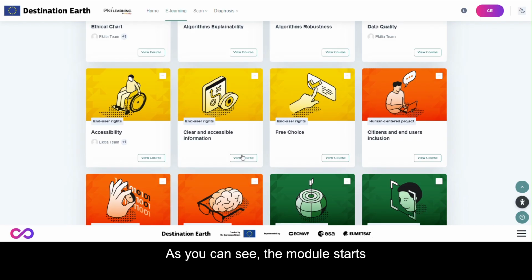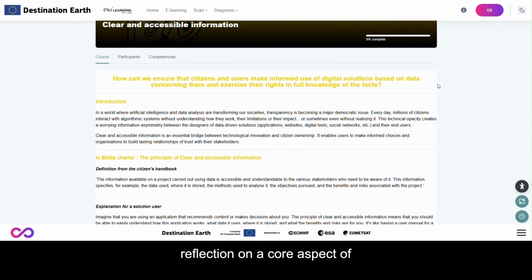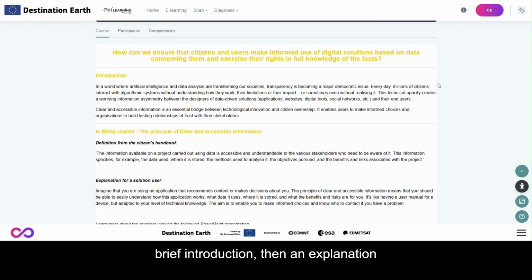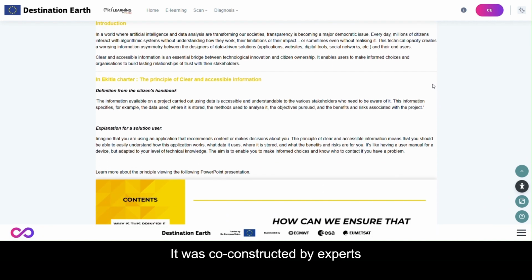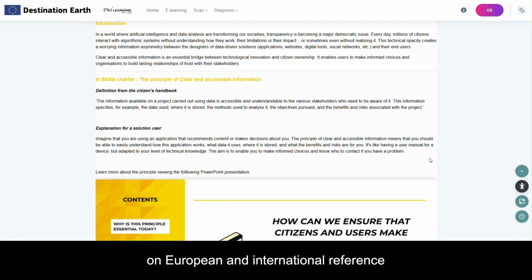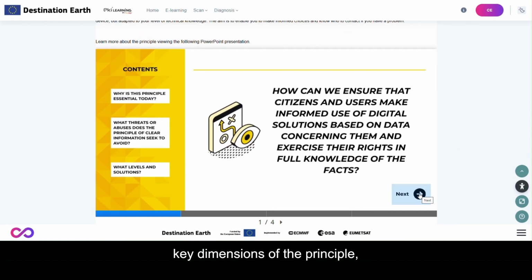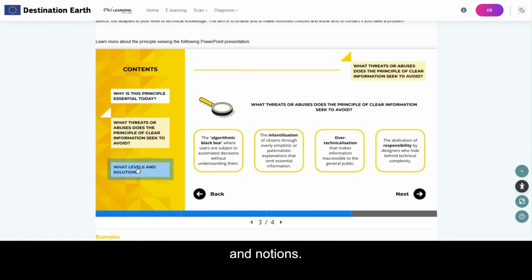As you can see, the module starts with a key question designed to get reflection on a core aspect of the principle. This is followed by a brief introduction, then an explanation of the principle drawn from Ekitia's ethical charter. It was co-constructed by experts and citizens based on European and international reference texts. The module then explores several key dimensions of the principle, delving deeper into related concepts and notions.